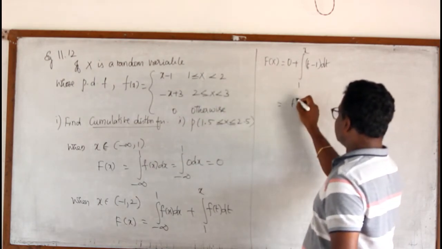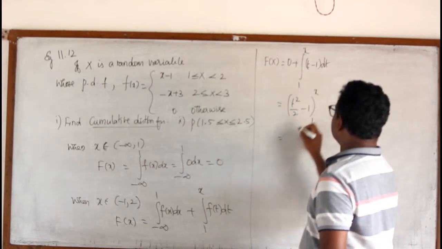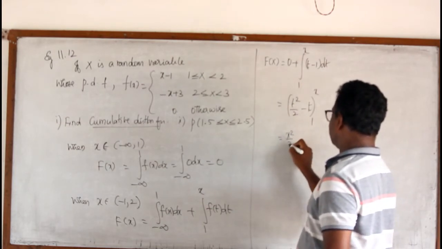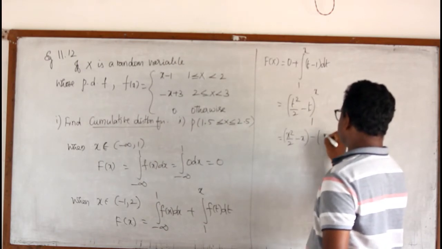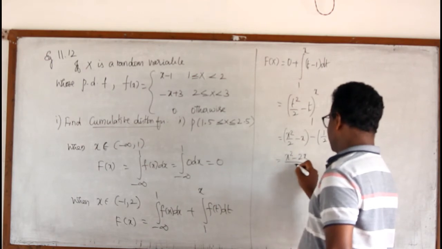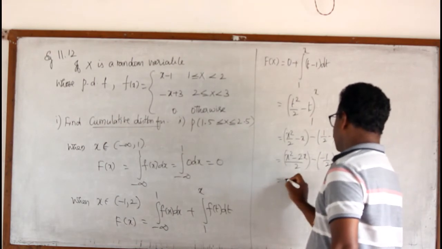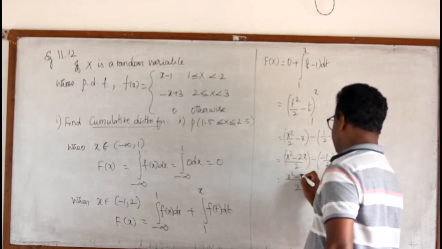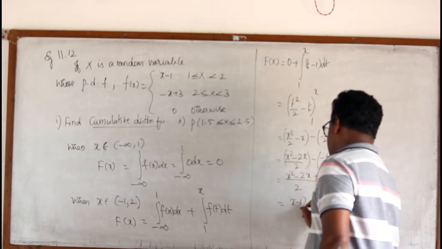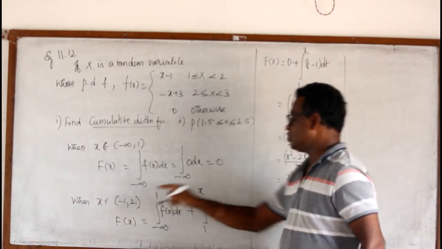We know the integration of t is t square by 2 minus 1 and limits are 1 to x. The integral of 1 into dt is t. Now it is x square by 2 minus x minus 1 by 2 minus 1. It is x square minus 2x by 2 minus 1 by 2 minus 1 is minus 1 by 2. So when I take the LCM, it is x square minus 2x plus 1. Is it not our x minus 1 the whole square by 2? This is for 1 to 2.